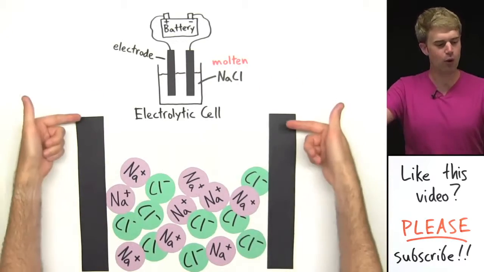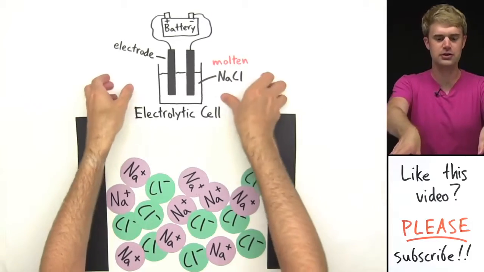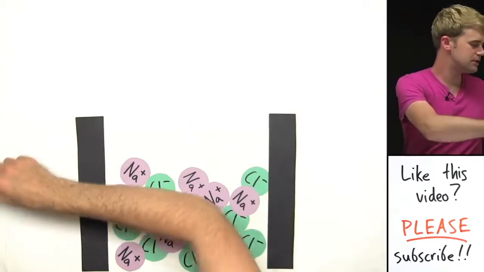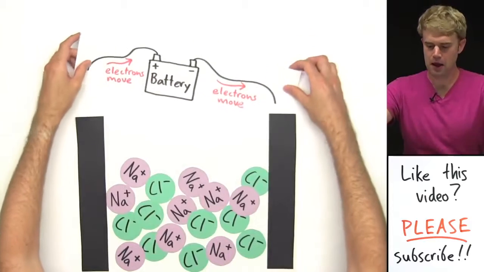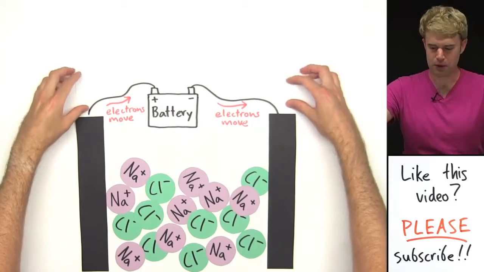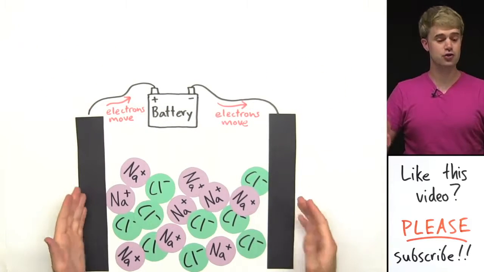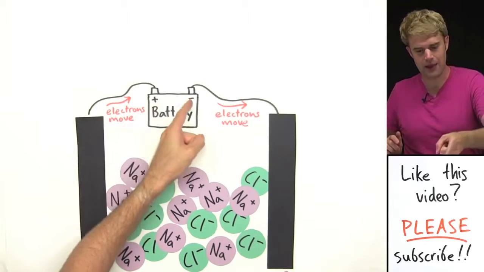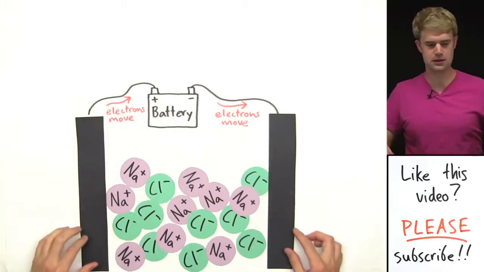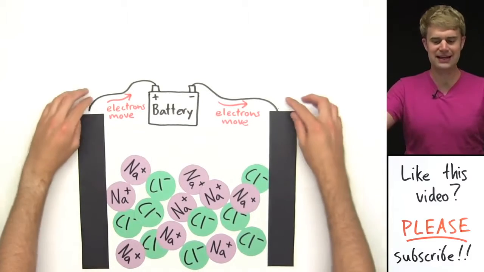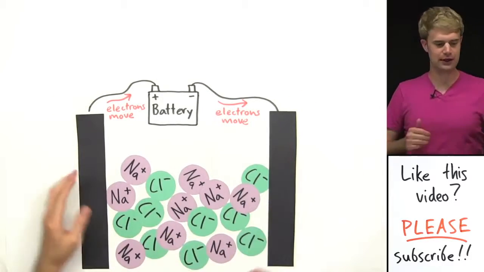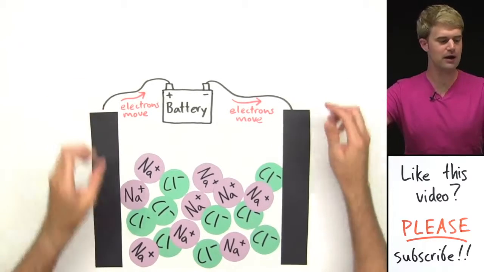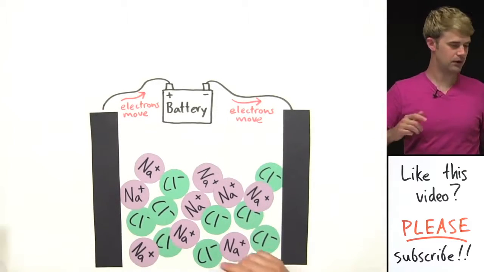Now, there's another important part of this electrolytic cell, and that is the battery. The diagram that I put here shows the direction that electrons move. Electrons move from here into the battery and then out of the battery into this electrode. So we can give names to these two electrodes based on how the electrons are moving, okay?